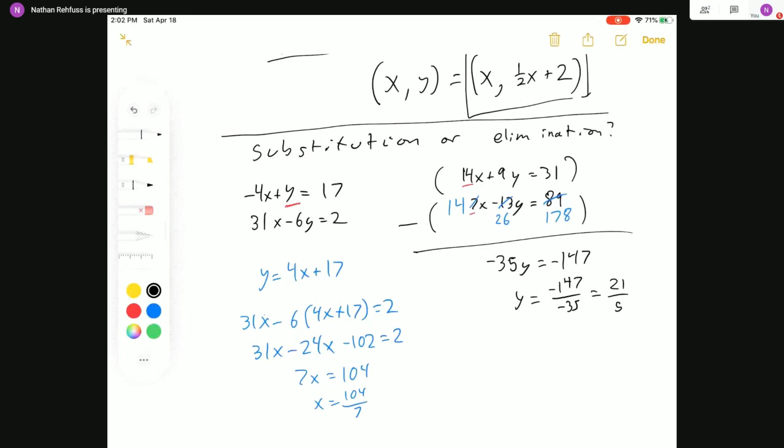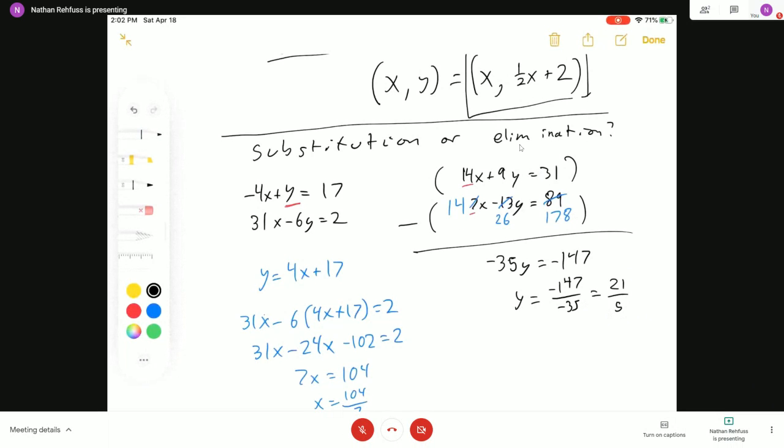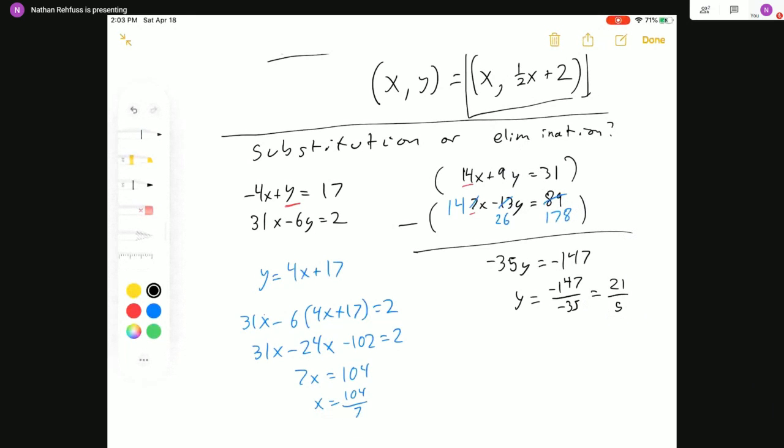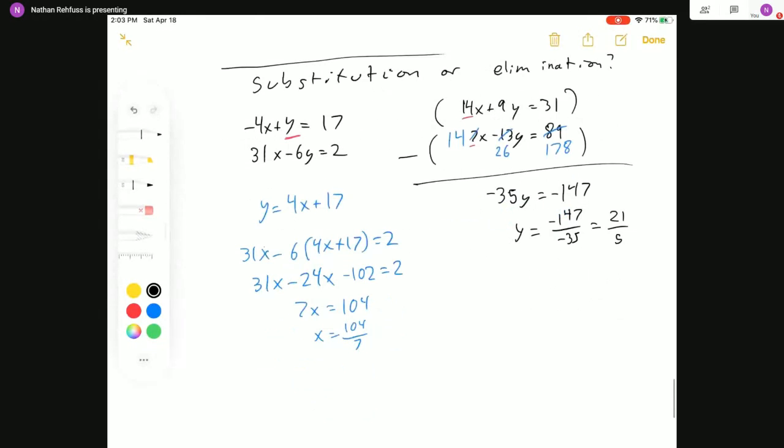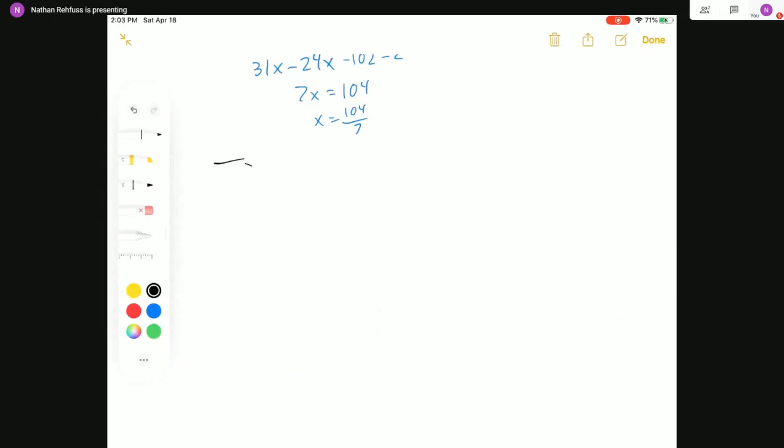Now all I need to do is plug this number, the number I just got, 21/5, back into either equation for y and find out what x is. So those are some tips you can use to decide whether to use substitution or elimination. I'd like to briefly discuss what happens if we have three variables. Well, if you have three variables, you need three equations.